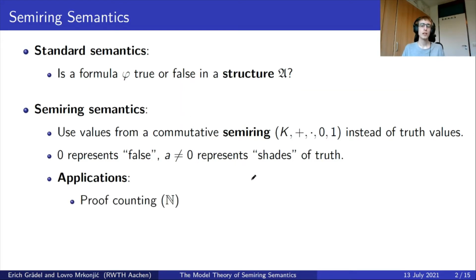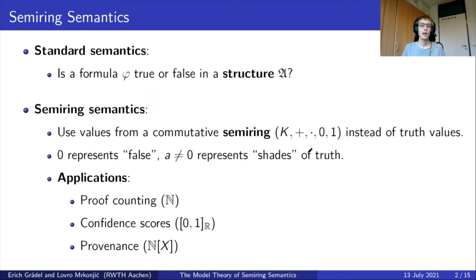If we use the natural numbers, we can count the number of proofs, for example, for this formula and this structure. Or we could use real numbers between 0 and 1 to obtain confidence scores. And we could even use polynomials to obtain provenance information. So we could find out which facts in A are responsible for our formula phi being true. And provenance analysis for logics actually originates from databases.